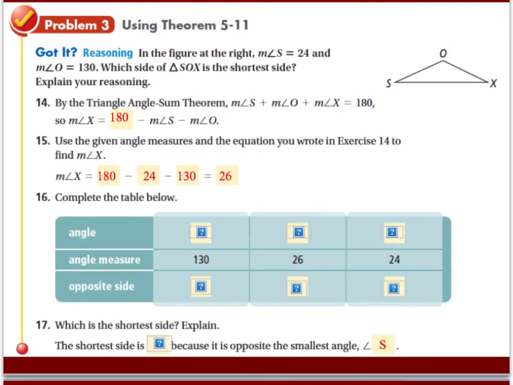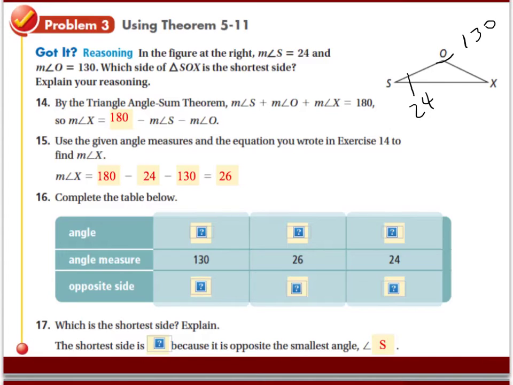Finally, looking at theorem 5-11, in the figure at right, the measure of angle S is 24. So this measure right here is 24. And the measure of O is 130, so that's 130. Which side of triangle SOX is the shortest side? So first thing we use the triangle angle sum theorem. We say the measure of angle X equals 180 minus the measure of angle S minus the measure of angle O. So 180 minus 24 minus 130 equals 26.